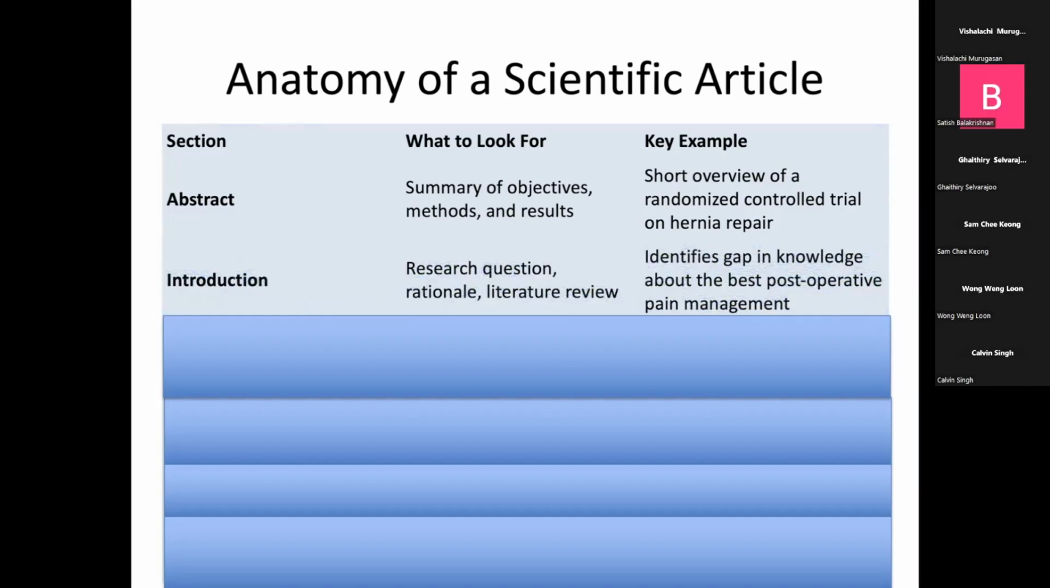Moving from the abstract, obviously, is the introduction. Introduction is usually the first paragraph, which talks about the research question. What is the problem you're facing? What is it you want to study? What is the rationale for studying this problem? And what is the literature review that supports it? That means what is already known about the subject, and what is it you think is unknown, the knowledge gap which you want to fill.